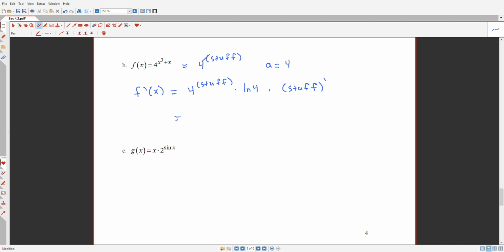And so when I go to plug that in, that'll be 4 to the x cubed plus x, all of that times the natural log of 4, times the derivative of that stuff, that's x cubed plus x, all differentiated. So if I want to write that out a little bit more, that's 4 to the x cubed plus x times the natural log of 4 times 3x squared plus 1.